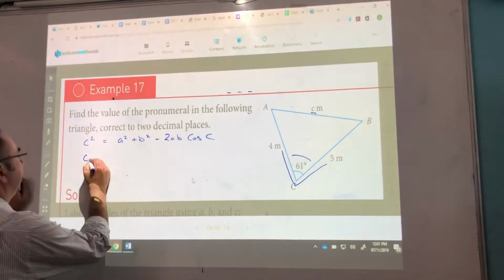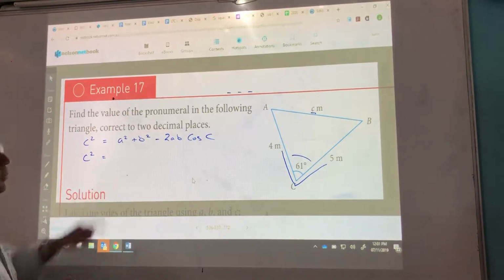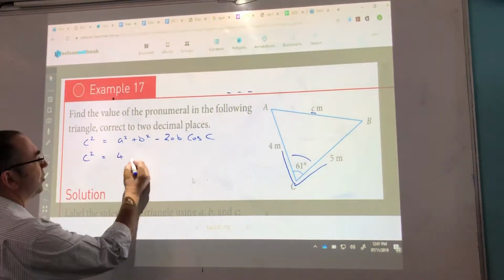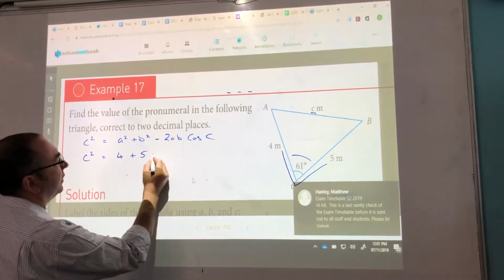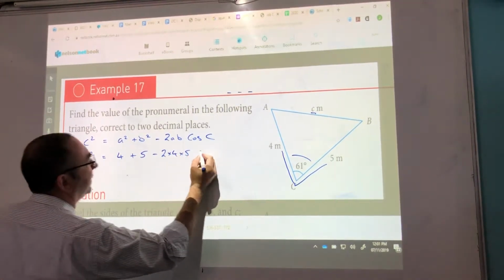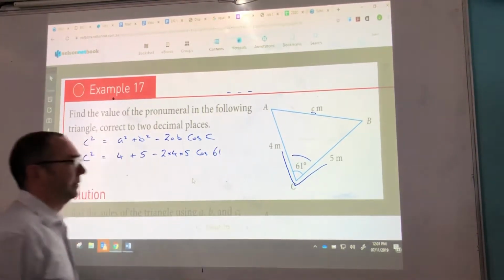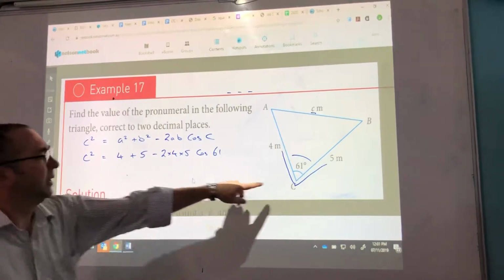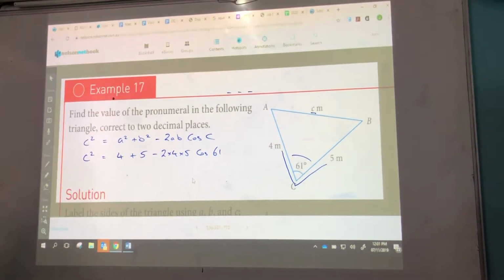So c squared, c is what we're trying to find out, so we can't do anything with c squared yet. We know a is 4. We know b is 5. So therefore it's 2 times 4 times 5 there. And we know the angle at C is 61, so we can write cos 61.